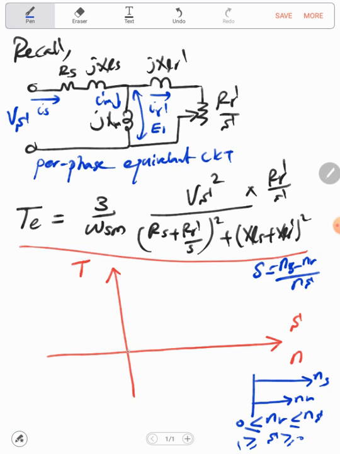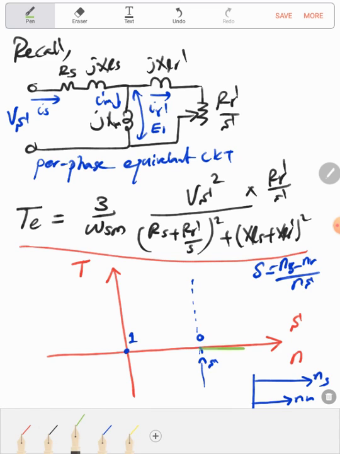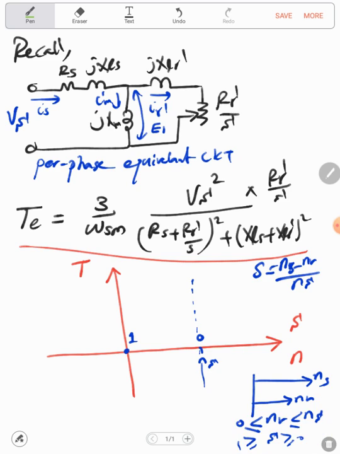So at S equal to one, this is one, and when N equal to NS, then the slip will equal zero. And simply here, we can plot the torque speed characteristic. This one is called Tmax, the maximum torque, and this one here is T start, the starting torque, which equals TE at S equal to 1.